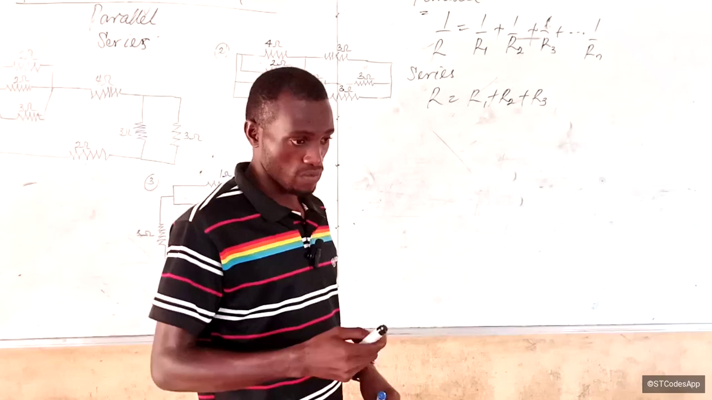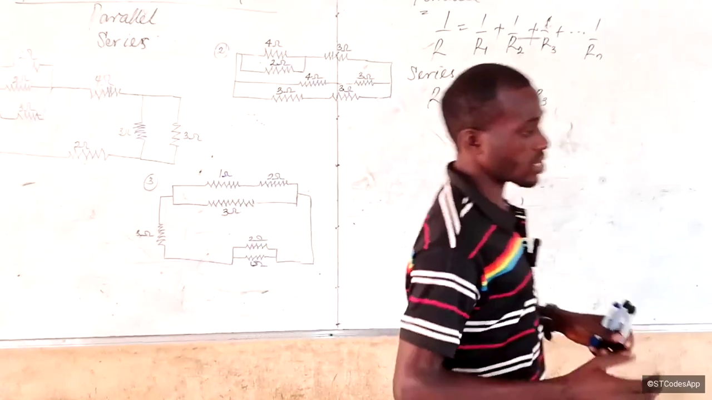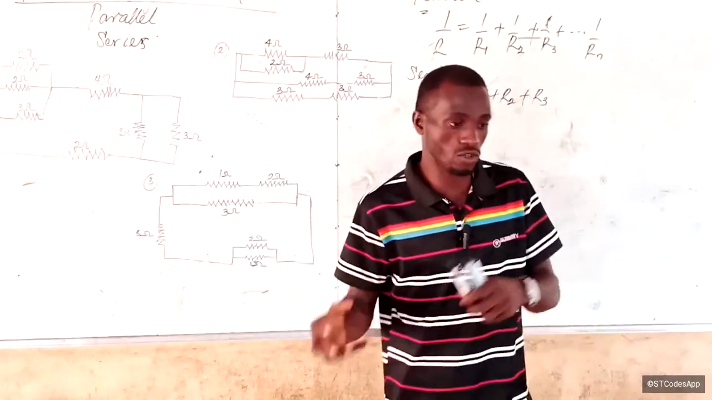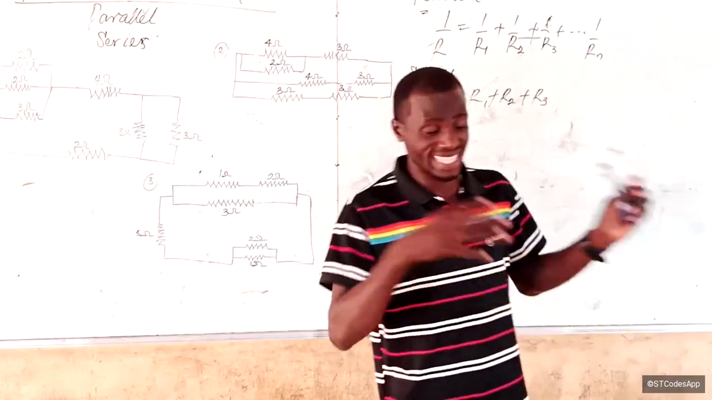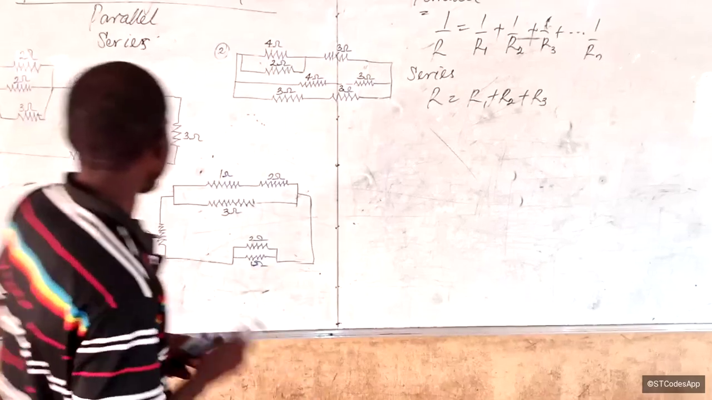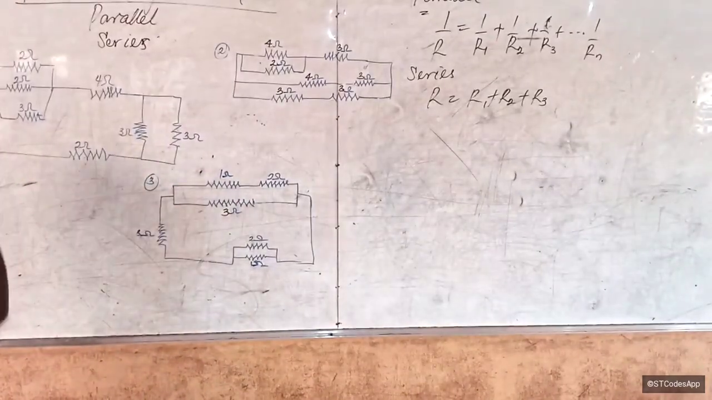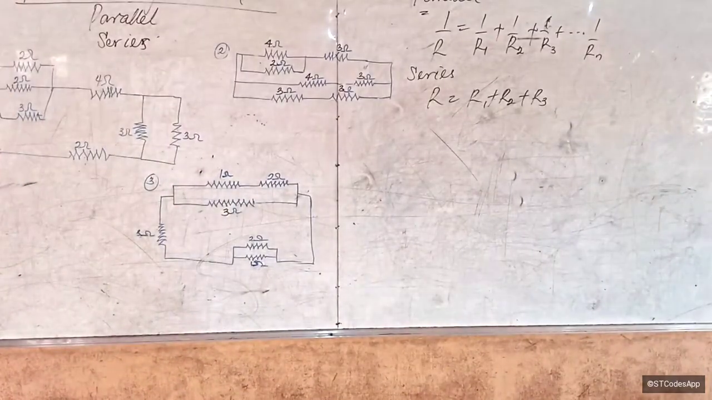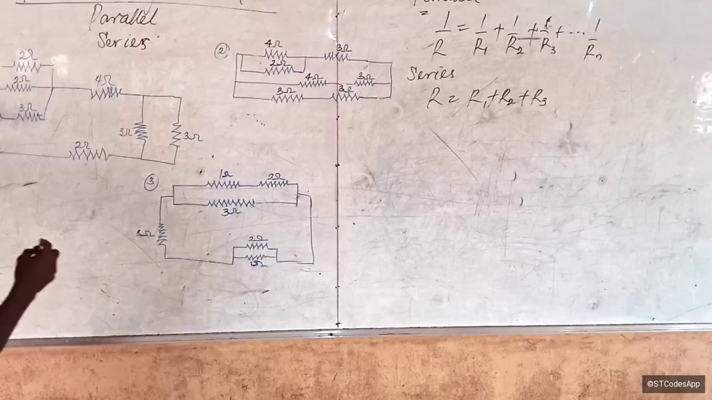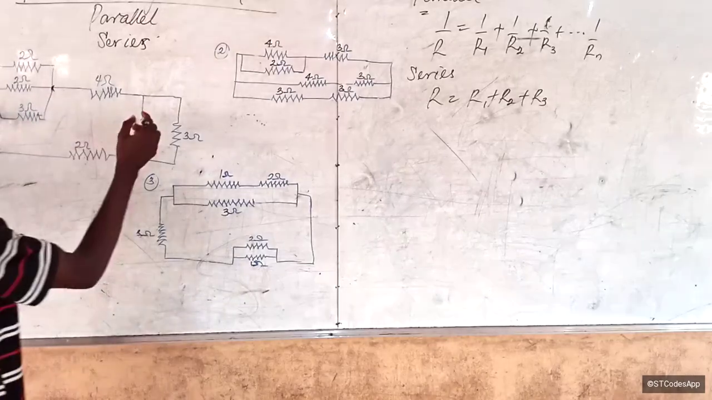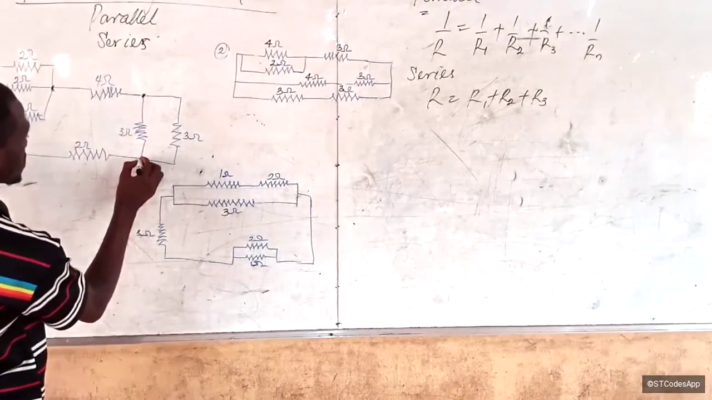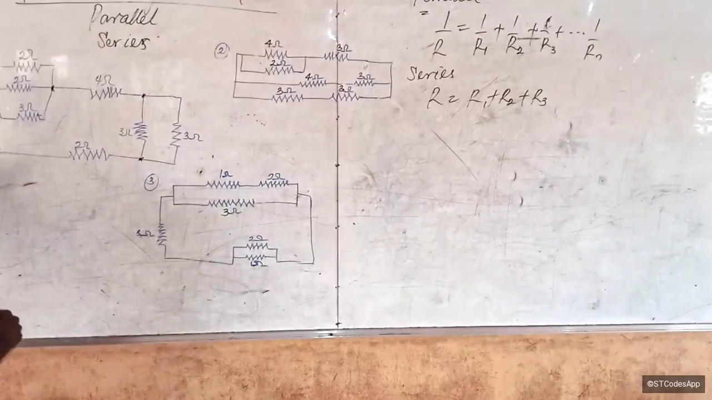Do you know Kirchhoff's law? Kirchhoff's law states that the total amount of current leaving a junction is equal to the total amount of current that enters the junction. In other words, you have to identify junctions. So this is a junction, this is a junction. Now, this is a junction and this is a junction. Is that okay?